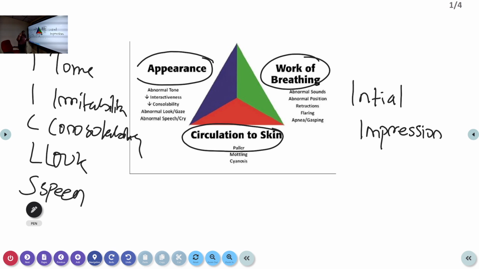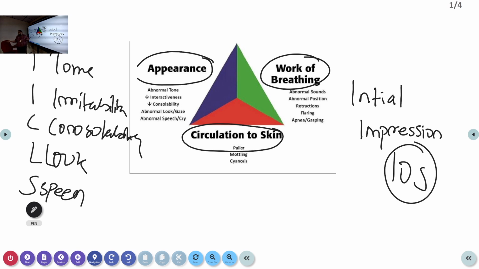Without examining, you have not started examining the child at all. You have not started touching the patient. The whole thing should be over by 10 seconds. Your initial impression should be finished by 10 seconds. So without touching the child, we are seeing the appearance of the child. The child is floppy, drowsy, lying on his mother's lap. So the tone is low and the child is drowsy. What is the consolability? The child is not crying at all, there is no look, and there is no speech. So we are going to be dealing with a sick child there.